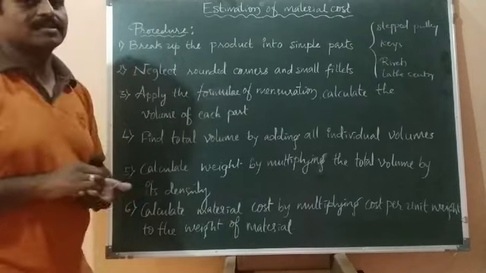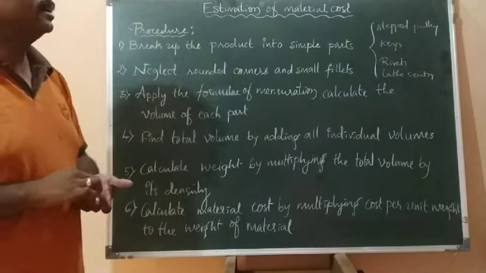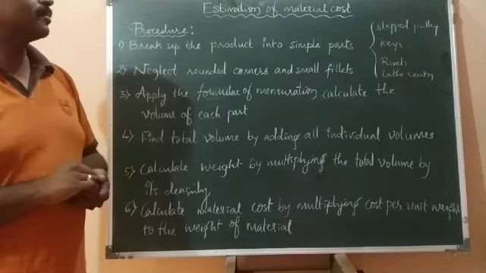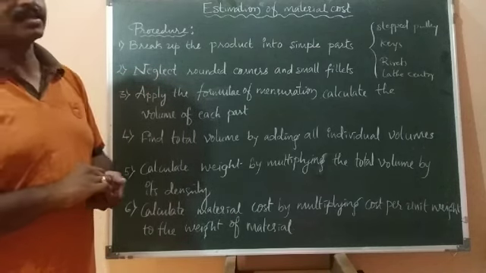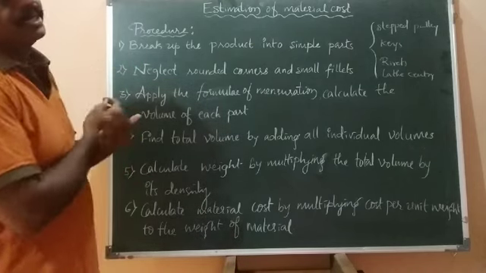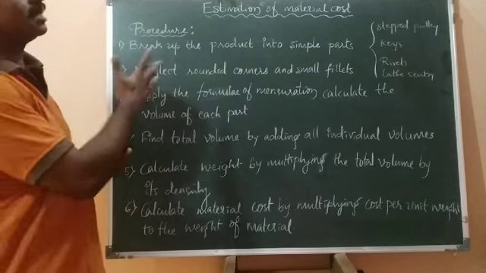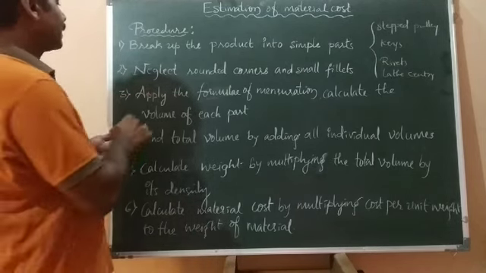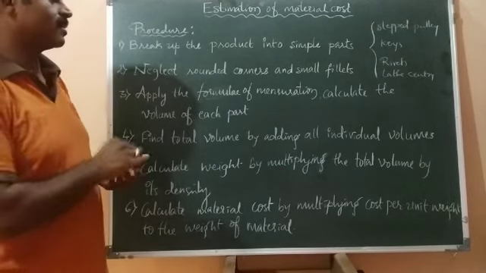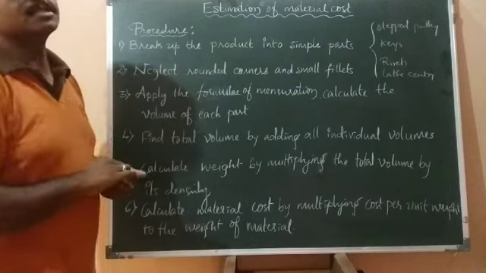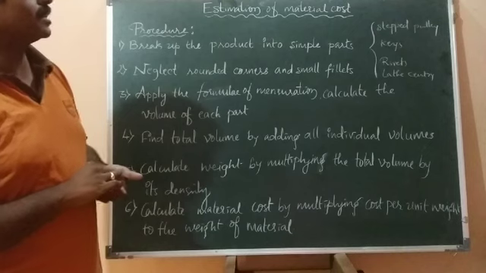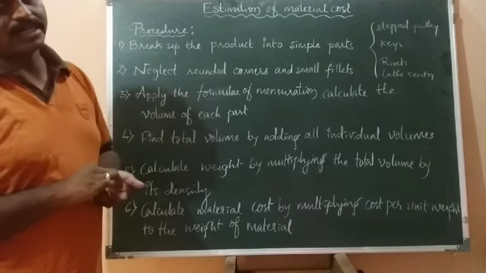So let me discuss the procedure how to find material cost. So first of all, the first step is break up the product into simple parts. So that means, considering geometrical aspects, we need to divide the given product into a number of parts. The second one is neglect the rounded corners and small fillets. So we are not considering any rounded corners and small fillets.